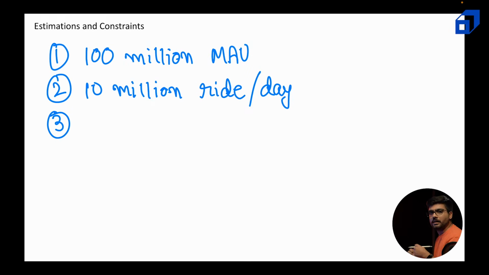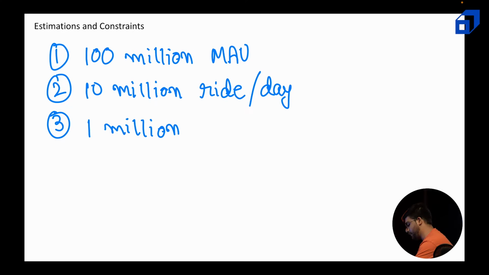And another number, all across the globe, we can expect around 1 million drivers to be active on a daily basis. Since there are 10 million rides in a day, we can assume that one driver typically has 5 to 10 rides in a day. So ideally, there would be 1 million drivers active on a day-to-day basis.